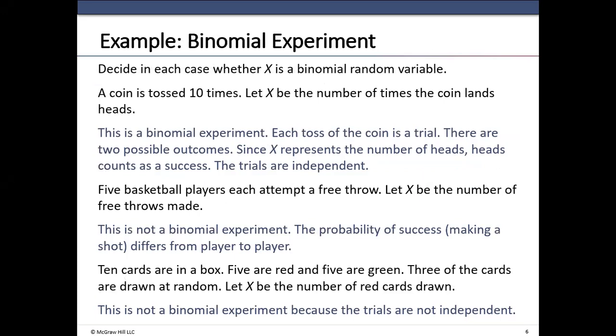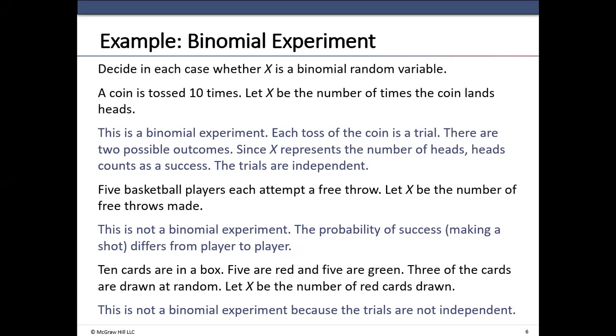Decide in each case whether X is a binomial random variable. A coin is tossed 10 times. Let X be the number of times the coin lands heads. This is a binomial experiment. Each toss of the coin is a trial. There are two possible outcomes, either a head or a tail. Since X represents the number of heads, heads counts as success. The trials are independent. 5 basketball players each attempt a free throw. Let X be the number of free throws made. This is not a binomial experiment. Why? Because the probability of success, or making a shot, differs from player to player.